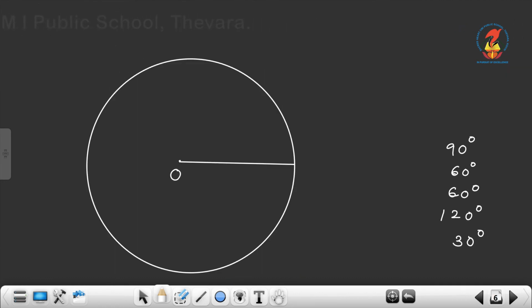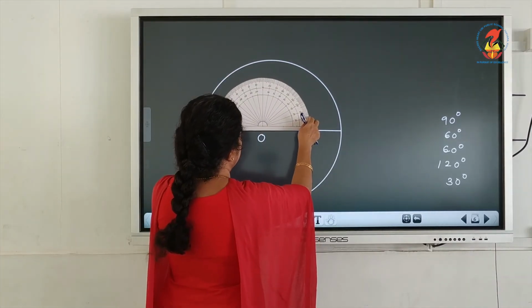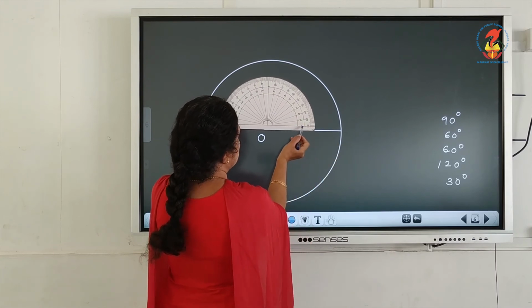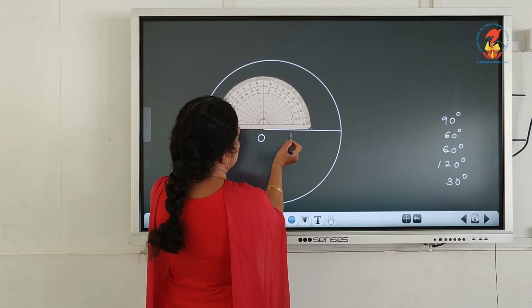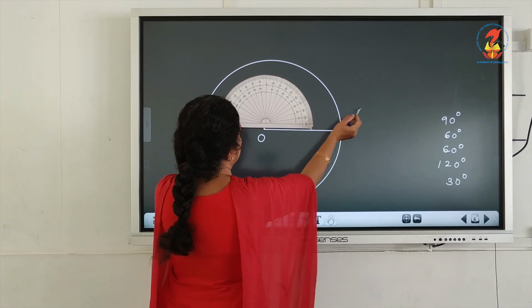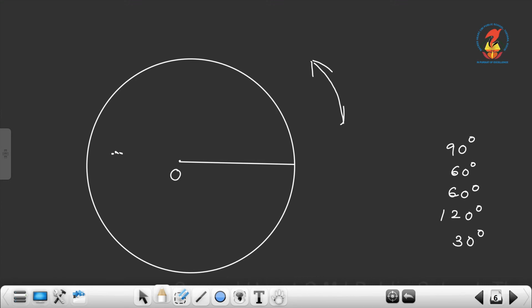Okay. Now take the protractor. You have to keep the protractor at the center of the circle. The first angle is 90 degrees. So the inner scale 0 coincides with the line which we have already drawn. You have to move in the anti-clockwise direction. First it is 90. So mark 90. Then join that point and the center of the circle. Okay, this is 90 degrees.